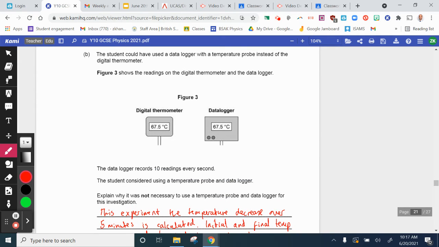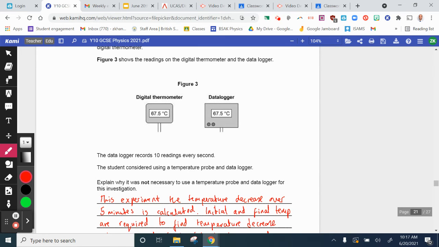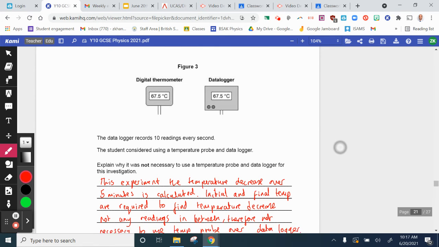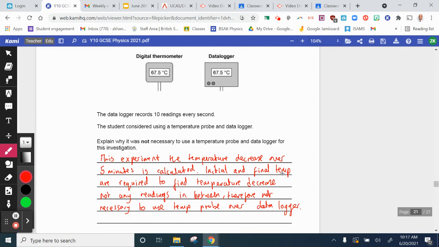Part B, the student could have used a data logger with the temperature probe instead of using a digital thermometer. Figure 3 shows the reading on the digital thermometer and the data logger. Now they are both the same precision, they both do the same number of decimal places, so one is not more precise compared to the other, but the data logger records readings every 10 seconds, whereas the digital thermometer, you decide on when you want to make the recording of the reading.